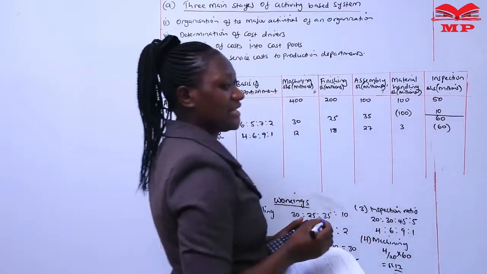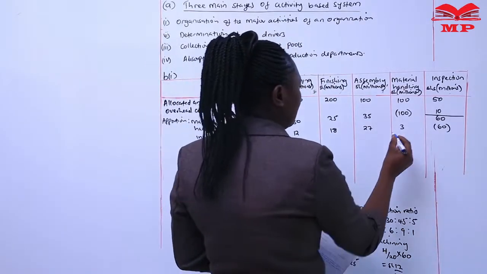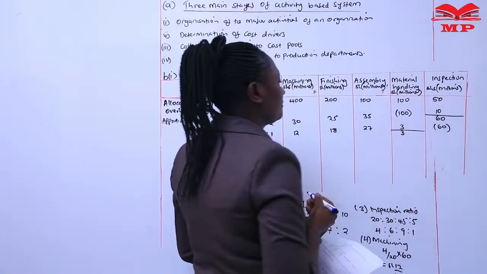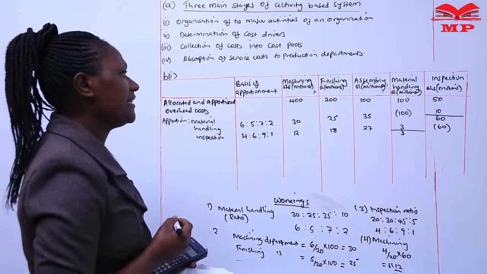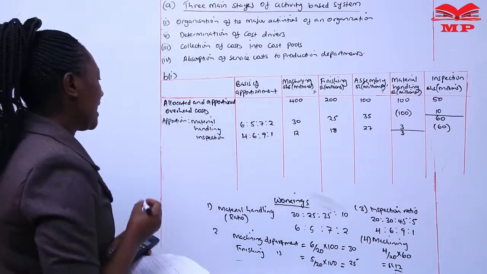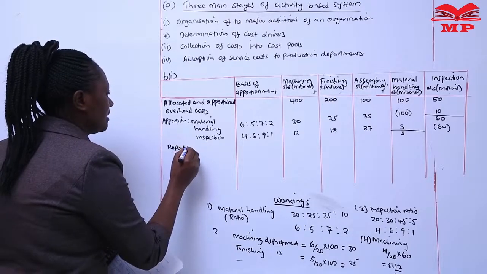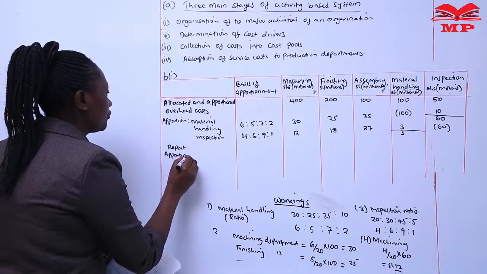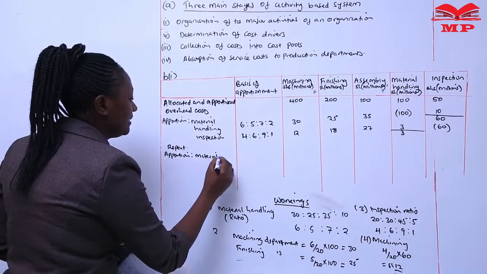Why? Because we have transferred the whole of that figure to other departments. So under material handling, we still have 3. Our intention is to ensure that we have zeros in the service department. And therefore, we repeat the process. So we repeat to apportion material handling.